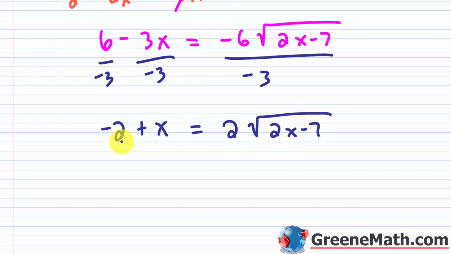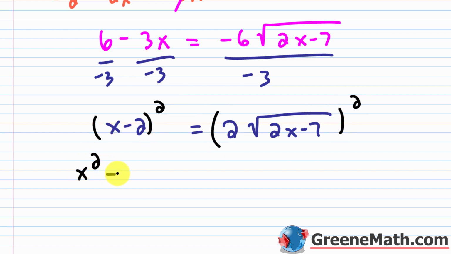Now over here, I would just flip this around and say it's x minus 2. And then I would just square both sides. So square this side and then square this side. Over here, just use your formula. So this is x squared minus 2 times x times 2. So this is minus 4x. Then plus 2 squared is 4. And this equals 2 squared, that's 4.